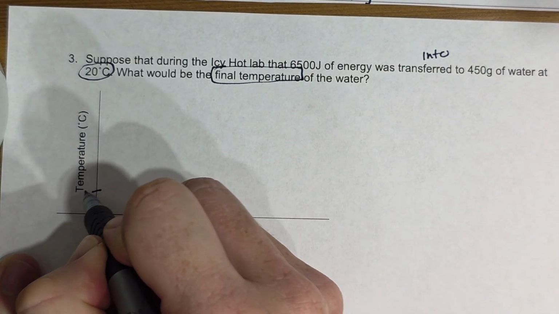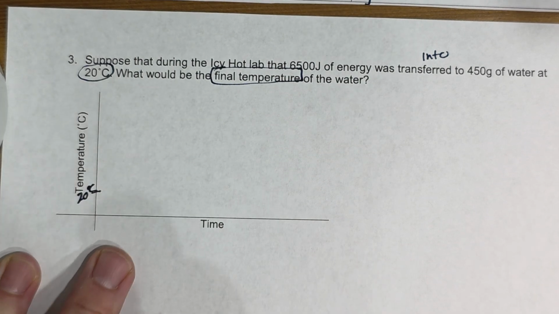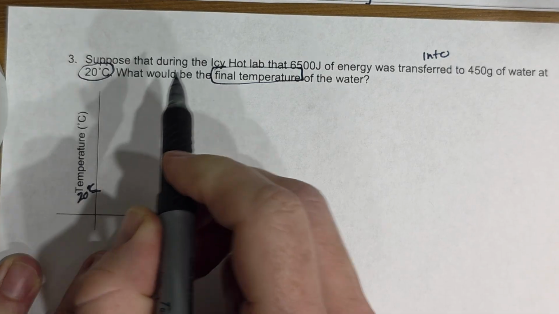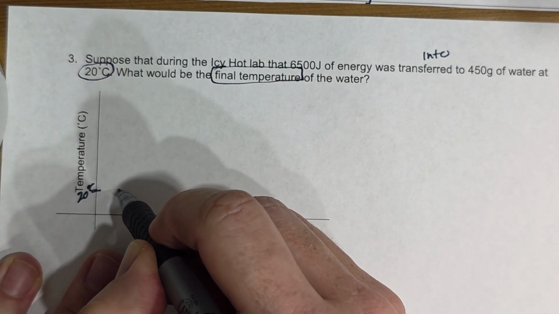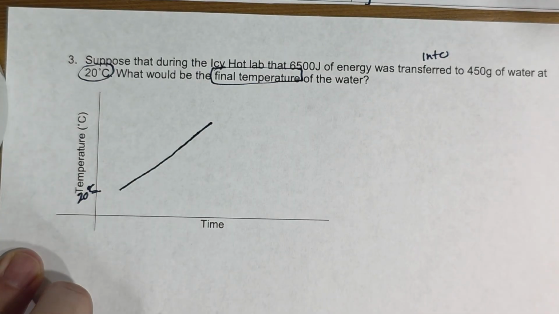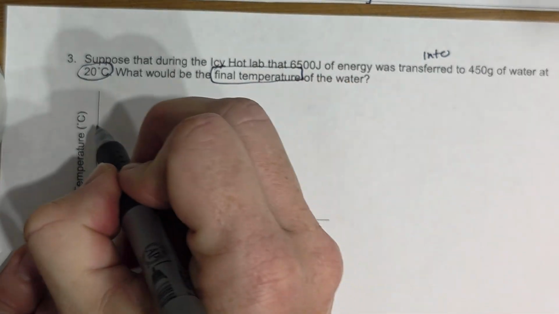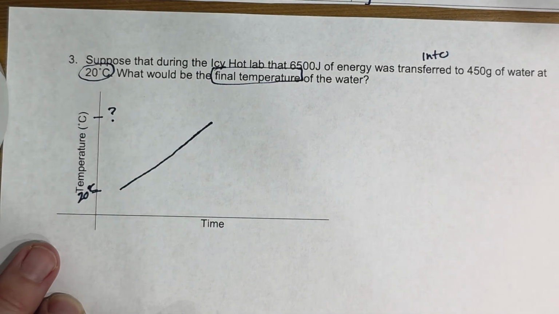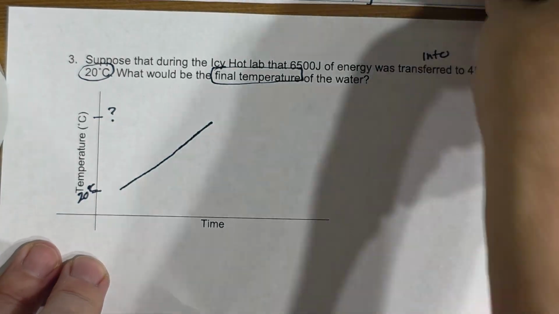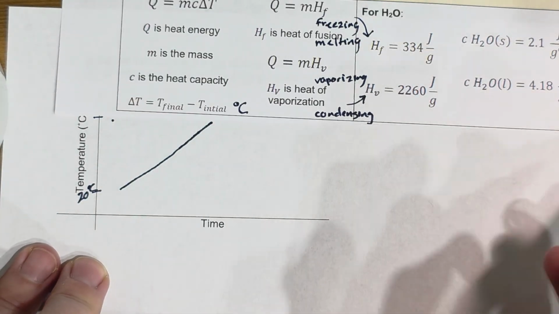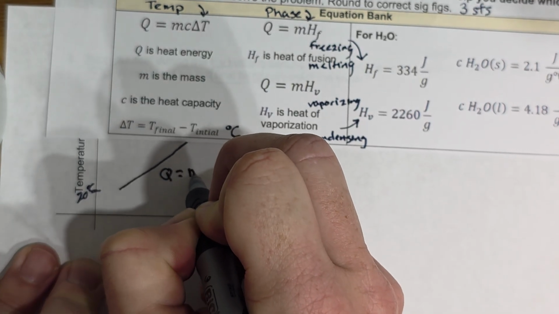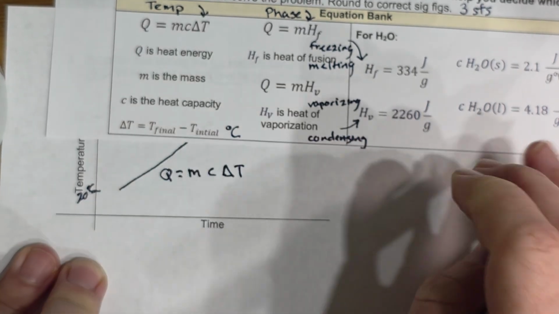So I'm going to start at 20 degrees Celsius, and I know that 20 is nowhere near my 0 or my 100. So I'm going to assume that transferring 6,500 joules of energy is going to just increase my temperature to some question mark. Okay? So if I look at this, the only equation that I'm dealing with, since I have a temperature change, is Q equals mc delta T. Great.